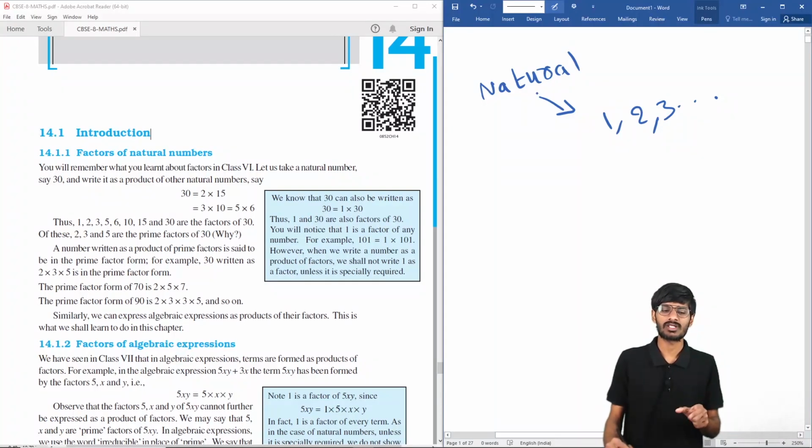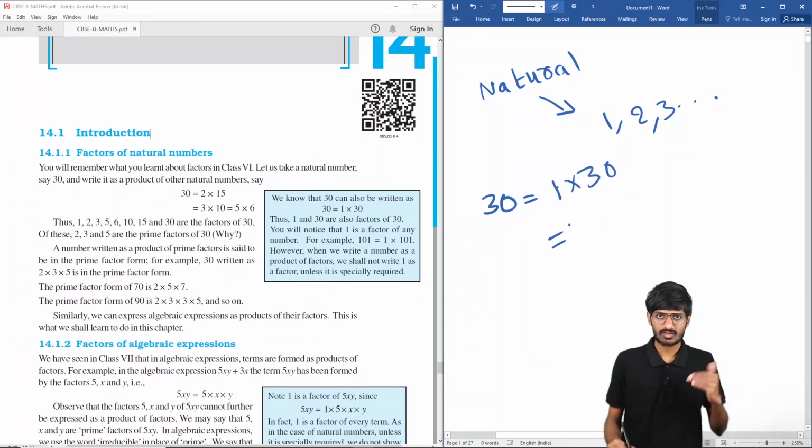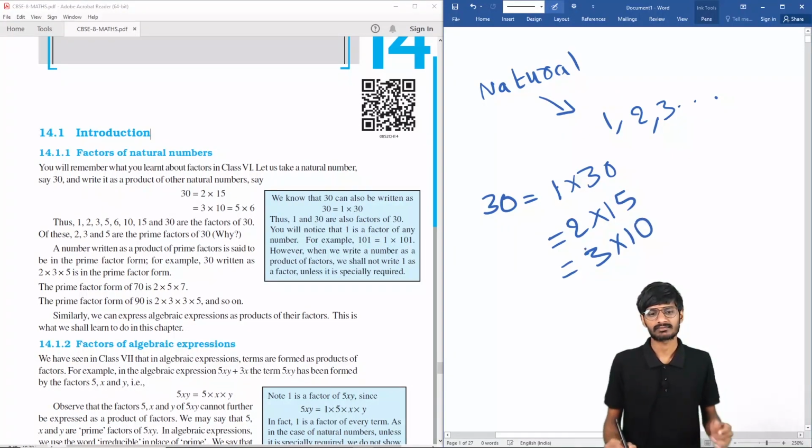So how to find the factors of a natural number? Suppose we have a number 30. What are the factors for it? Which means how can we write it? We can write it as 1 into 30, and we can also write it as 2 into 15, and we can also write it as 3 into 10.